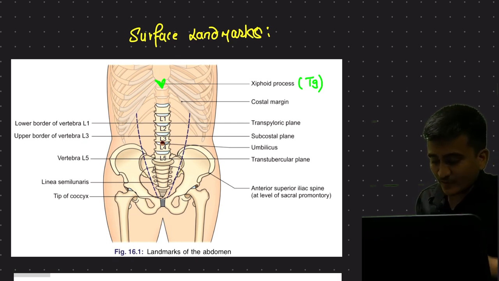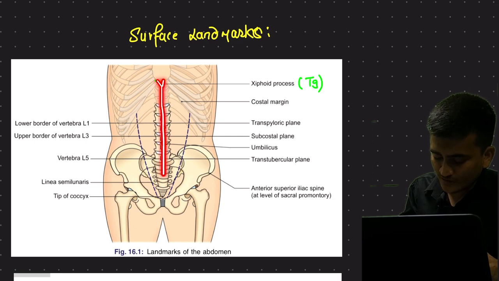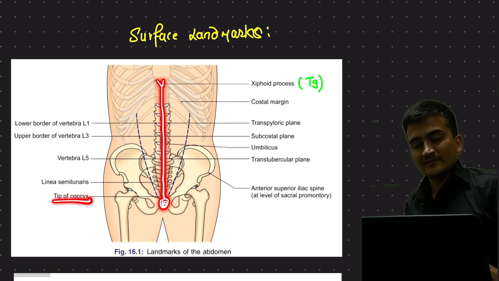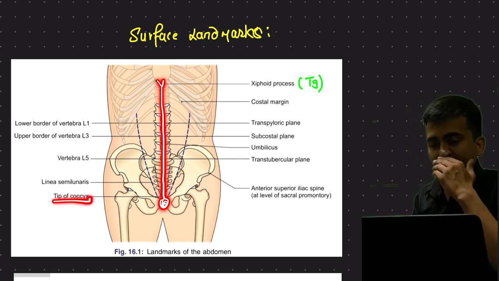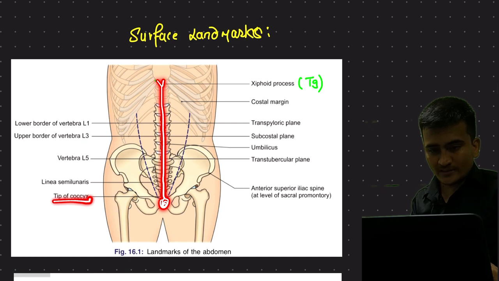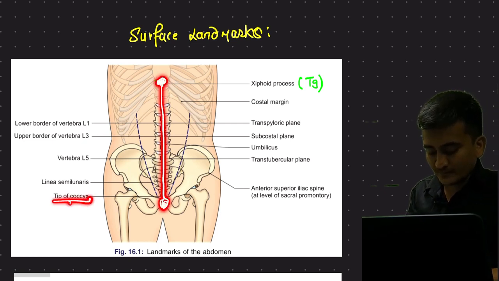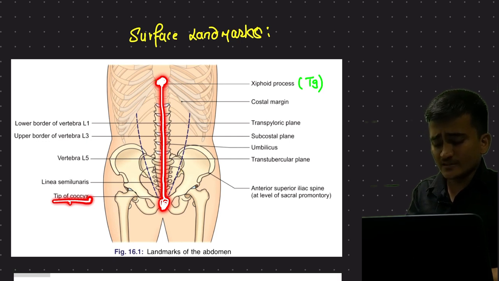So right now the thing that we need to be concerned with is that our anterior abdominal wall extends from the xiphoid process to the pubic symphysis. This pubic symphysis lies at the level of the tip of the coccyx, right? This is it. We talked about the superior and inferior points at which the anterior abdominal wall extends.